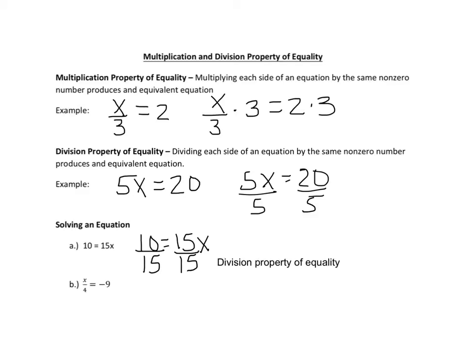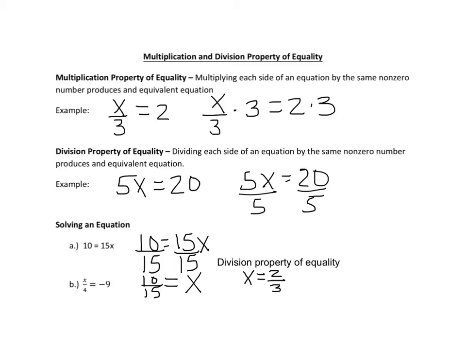We can divide both sides by 15 without changing the expression because of the division property of equality. Now we know that x equals 10/15. We can look at 10/15 and know that it can be simplified, so we actually end up with x equals 2/3.